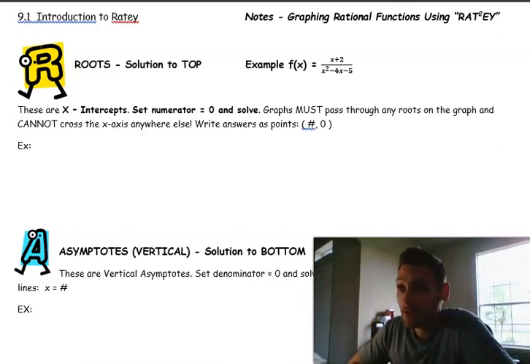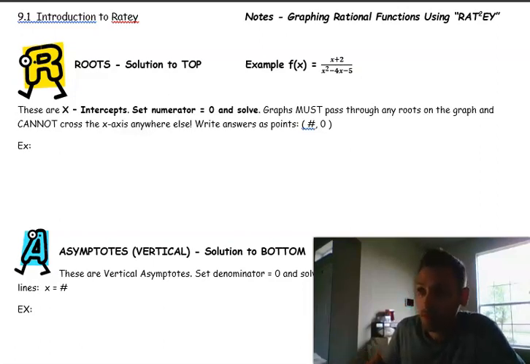Hello class, we're starting our rational function unit. Remember that rational is a ratio, and this is a ratio of polynomial functions. I would start looking at the notes. The R, the A, and the Y are going to be easy ones and familiar. It's the T and the E that are going to be new, and we'll talk more about that through examples.